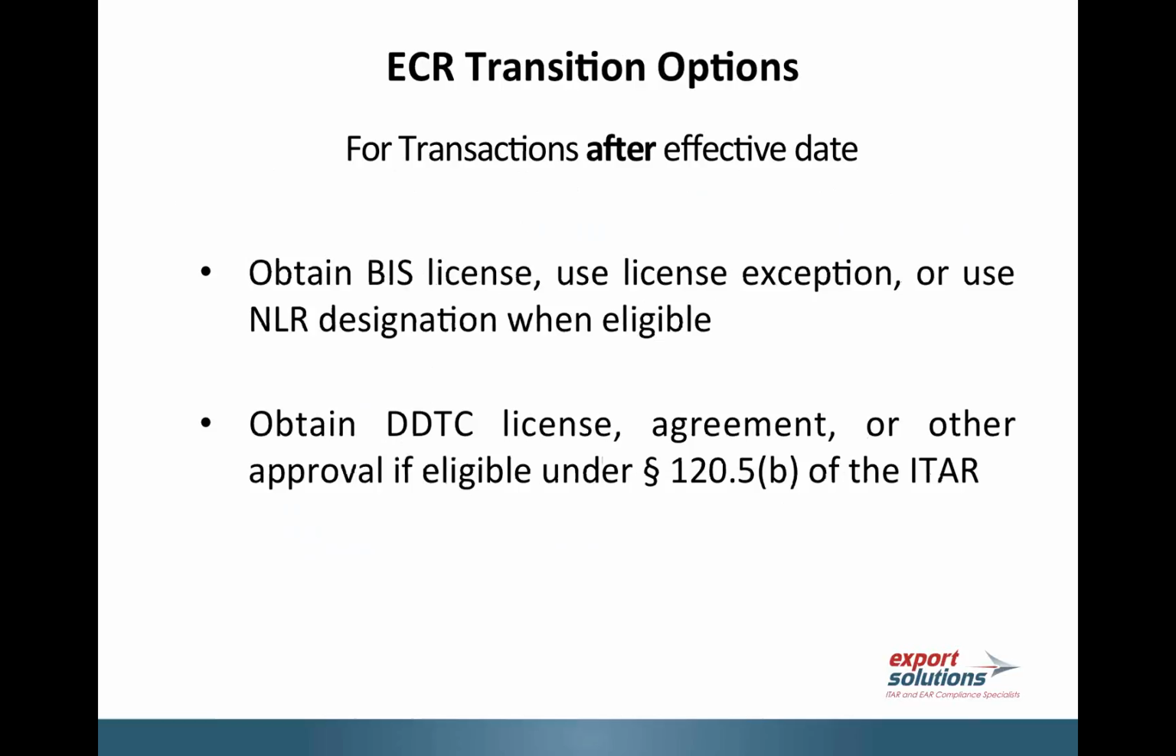Now, for transactions that happen after the effective date of the ECR reform to your category, et cetera, you have the option of obtaining a BIS license from the Commerce Department, to use a license exception if one is available to you, or use the no license required designation when it's eligible. Generally speaking, if you're concerned about it, it's probably going to require a license. Or you can obtain a DDTC license agreement or other approval if you're eligible under 120.5b. So you have a couple of options here. Some of the best options are to make use of the 2-year transition period. But if you can't, you might have to get a BIS license, or you might have to get a TAA or something to explain it.